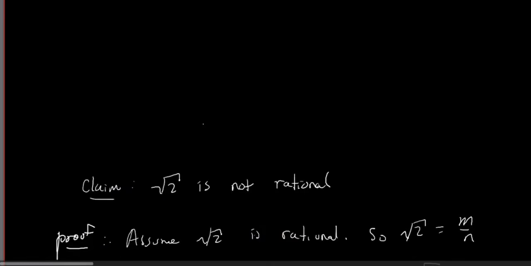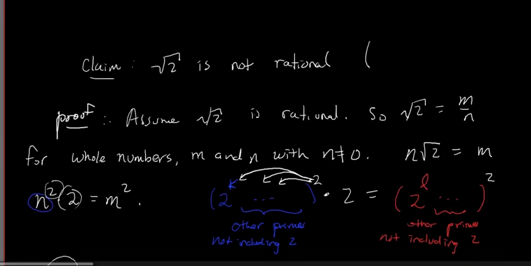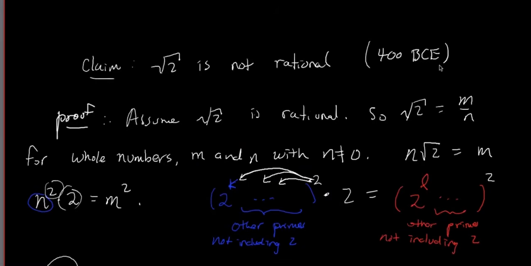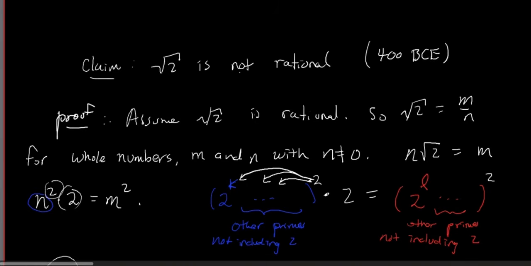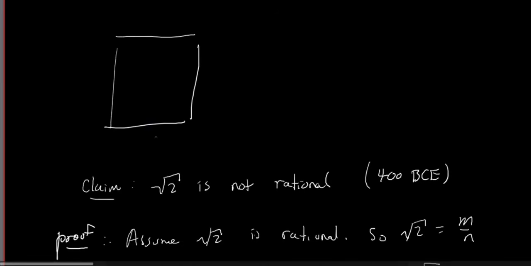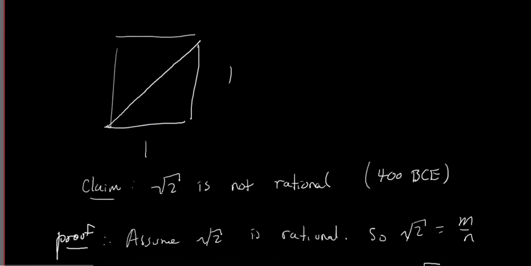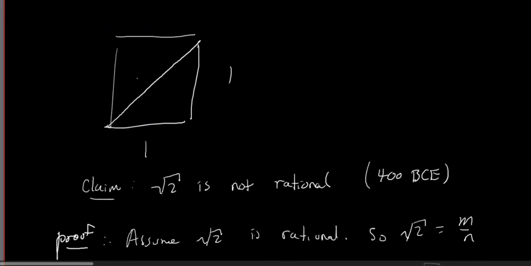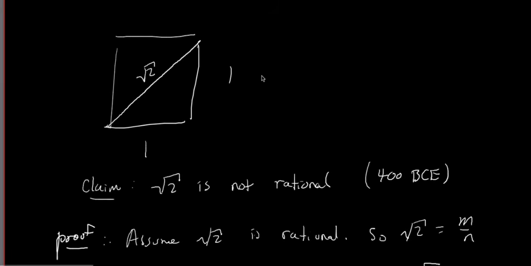So just a little bit of history. This fact was discovered, I think, around 400 BCE by a group of mathematicians called the Pythagoreans. And it was a very distressing fact for them, so the legend goes, because they thought that all numbers were rational. And so it was very shocking for them to learn that if you take a square of side length 1 and you look at its diagonal, that its diagonal is not a rational number. They used a different argument, a sort of geometric argument, I believe.